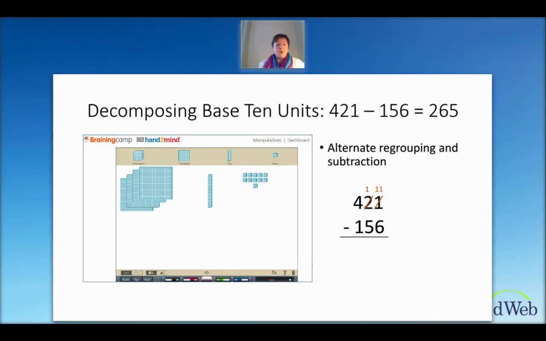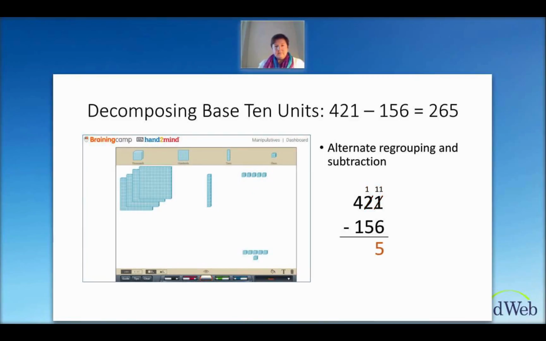When I change that 2 to a 1 in the tens place, that's because I'm going from 2 tens to 1 ten, and I'm going from 1 one to 11 ones. And now I can take 6 of them away, and I have 5 left. So now I have 1 ten, and I need to take away 5 tens. That's a problem.